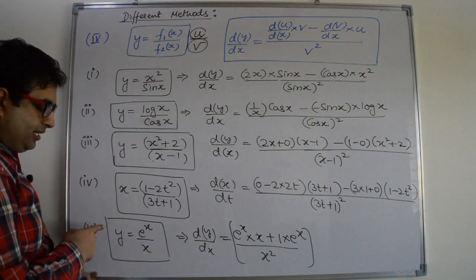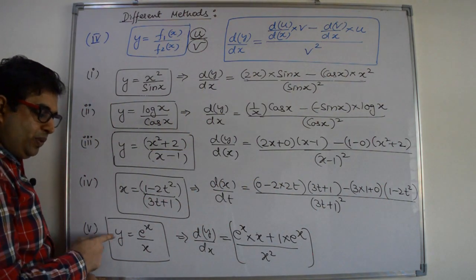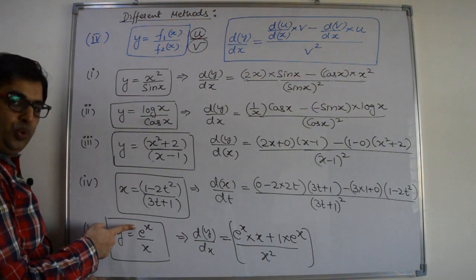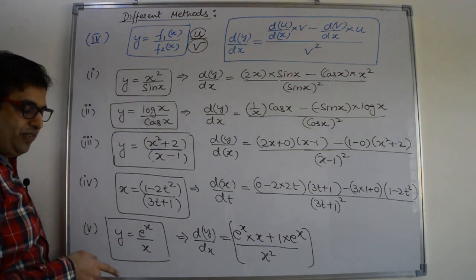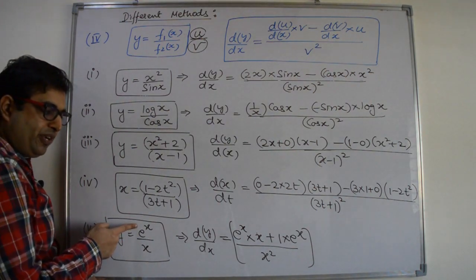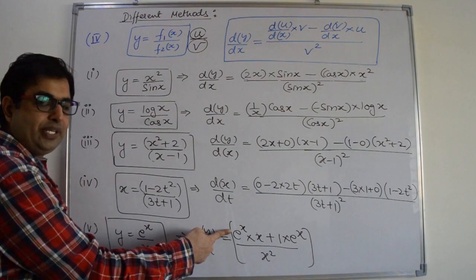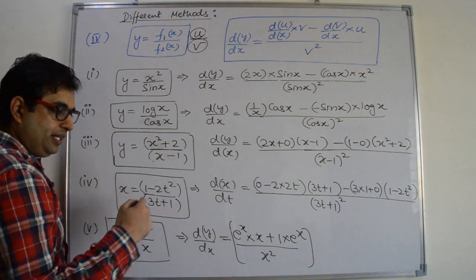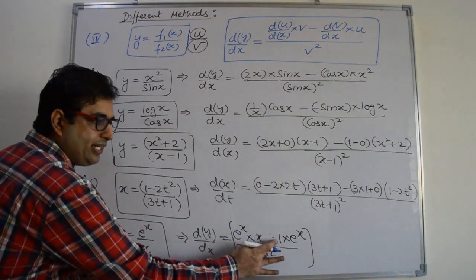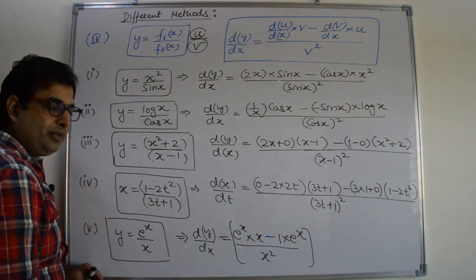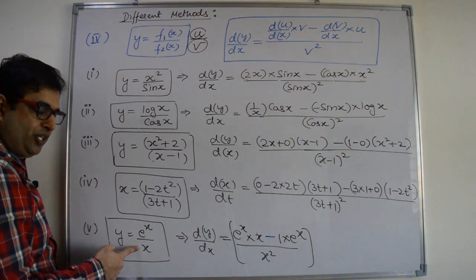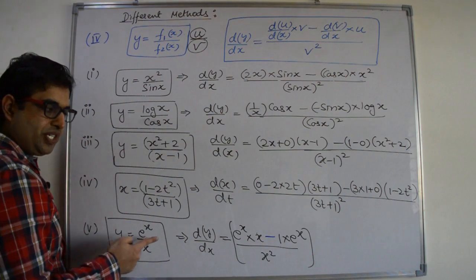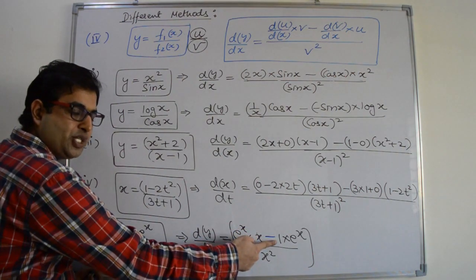Right? Last case. y equal to e power x divided by x. e power x is u, x is v. So first we will differentiate u. e power x differentiation is the same, e power x. x will come in multiplication. Put a negative sign. Here we have a negative sign. Then differentiate the denominator. What is the denominator? The denominator is x. Differentiation of x with respect to x is 1.